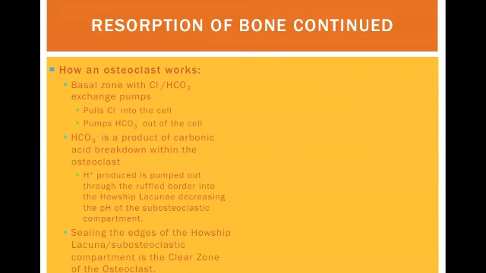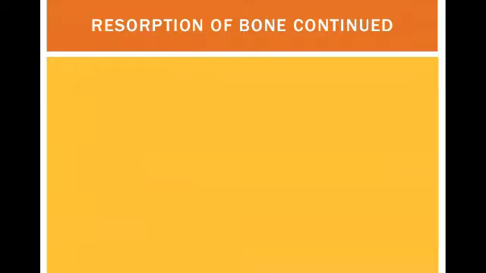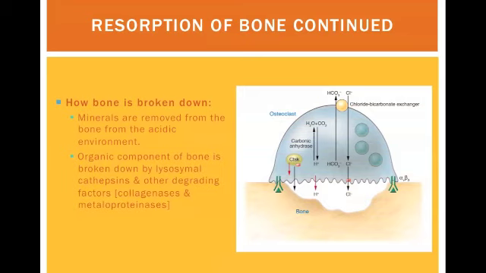Lastly is the third zone, which is the clear zone. This zone of the osteoclast acts to seal off the Howship lacunae from the extracellular matrix, and it does this in order to keep a low pH within the subosteoclastic compartment. You're probably wondering, why is it so important to keep a low pH in the subosteoclastic compartment? In essence, the bone is susceptible to a low pH and is broken down this way.